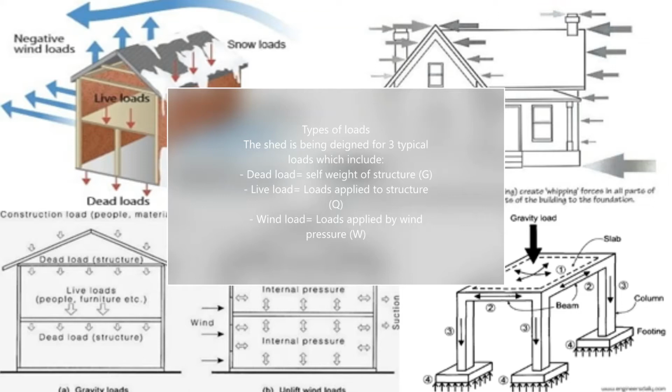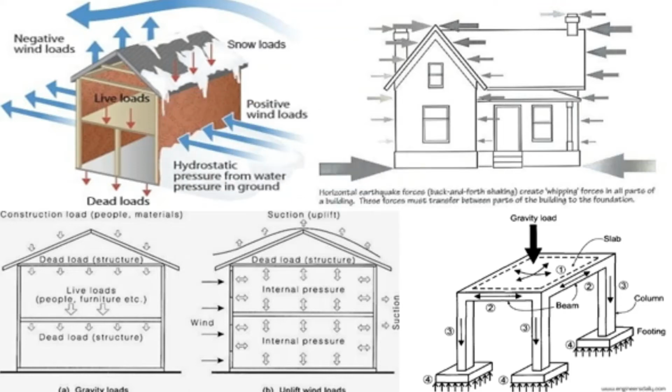The final load is wind load, which is denoted by W. This load is different as it is applied by the wind itself and is a pressure on the structure, typically horizontally. This load is dependent on the region, terrain, and shielding of the structure.